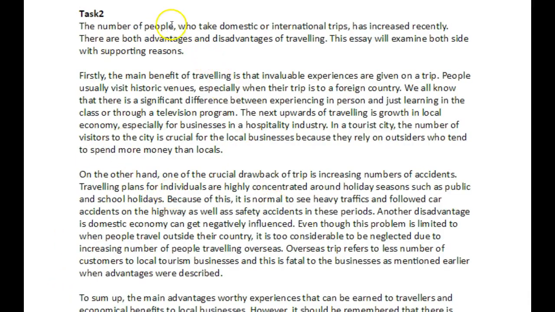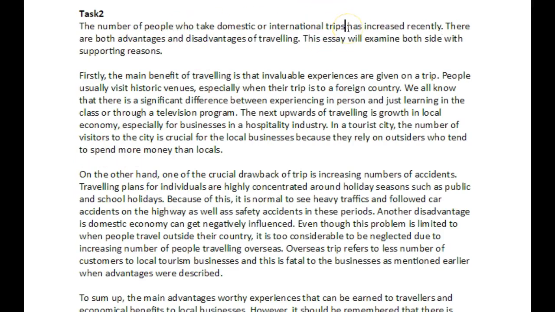So my first point with this is we don't need these commas. This is one sentence and it's fine. The number of people who take domestic or international trips has increased recently. There are both advantages and disadvantages, I would say, to travelling.